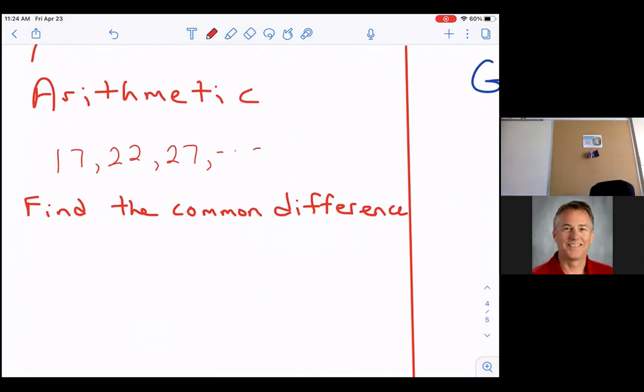And so that's our D value. That's just how much we're adding each time. Well, we're adding 5, so we would say that D is equal to 5.